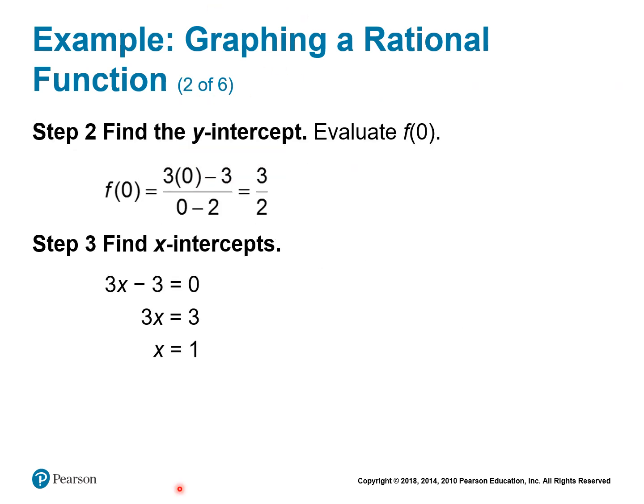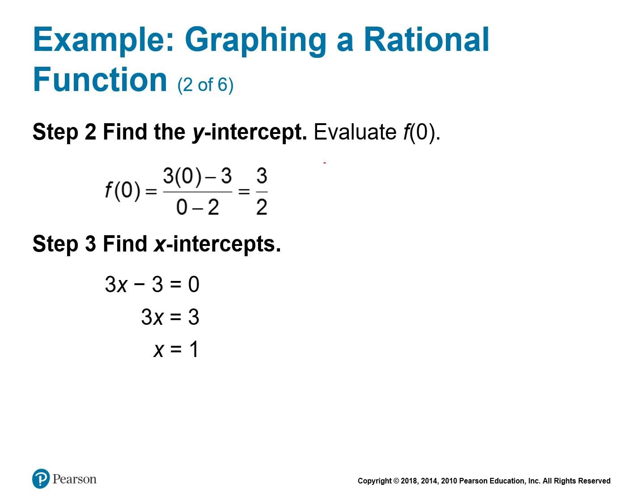So step 2 is about finding the y-intercept. Now recall that at the y-intercept, the x value is always equal to 0. So all we do is take 0 for x and plug it in wherever there's an x in the function and evaluate the function. So let me do it separately here, although they have worked it out, but it's not completely worked out.